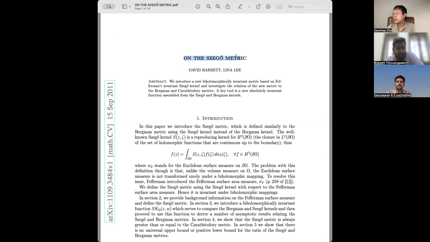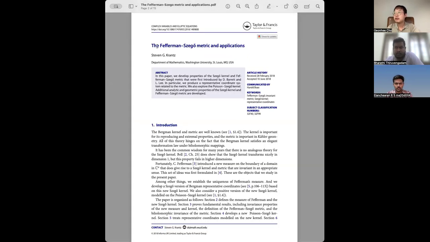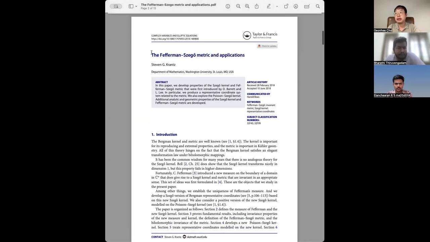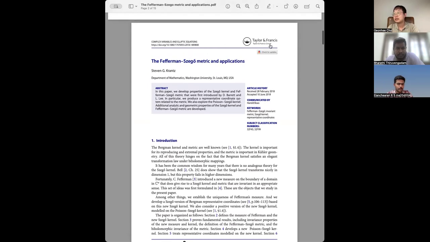One version is this one. I prefer to call it the Szegő metric, which I think is more common. Another reference is this one, where Steven Krantz called it the Fefferman–Szegő metric. If you look at this reference, you can see why he called it that. But they are the same thing, and the name is just a convention for the moment. You can search those two references and find them on arXiv.